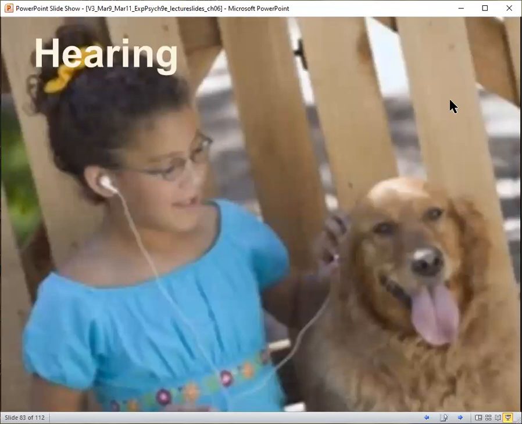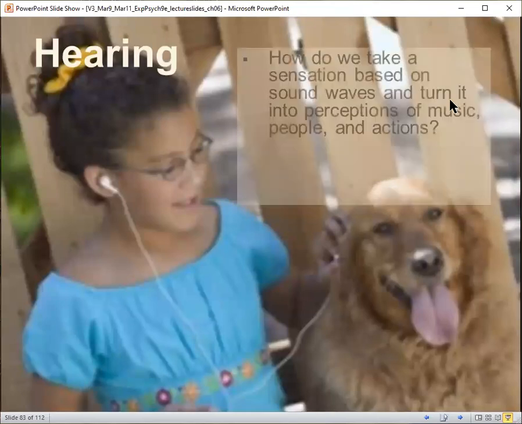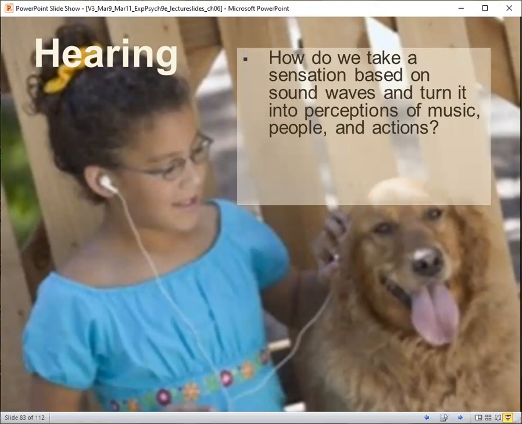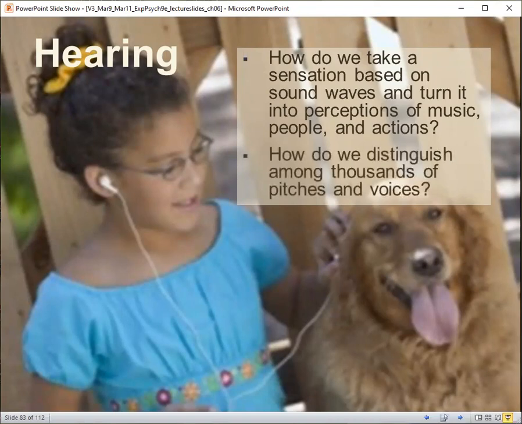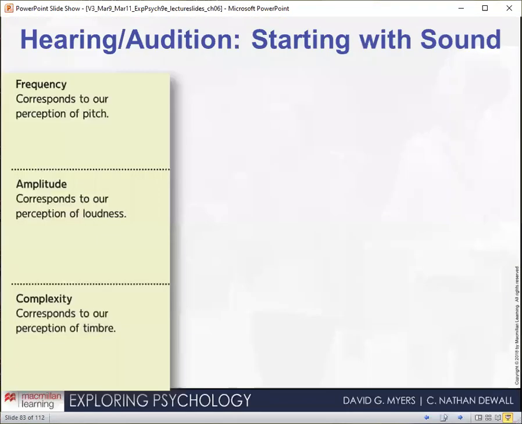Okay, when it comes to hearing, how do we take a sensation based on sound waves and turn it into perceptions of music, people, and actions? How do we distinguish among thousands of pitches and voices? So, hearing, or audition, starting with sound.